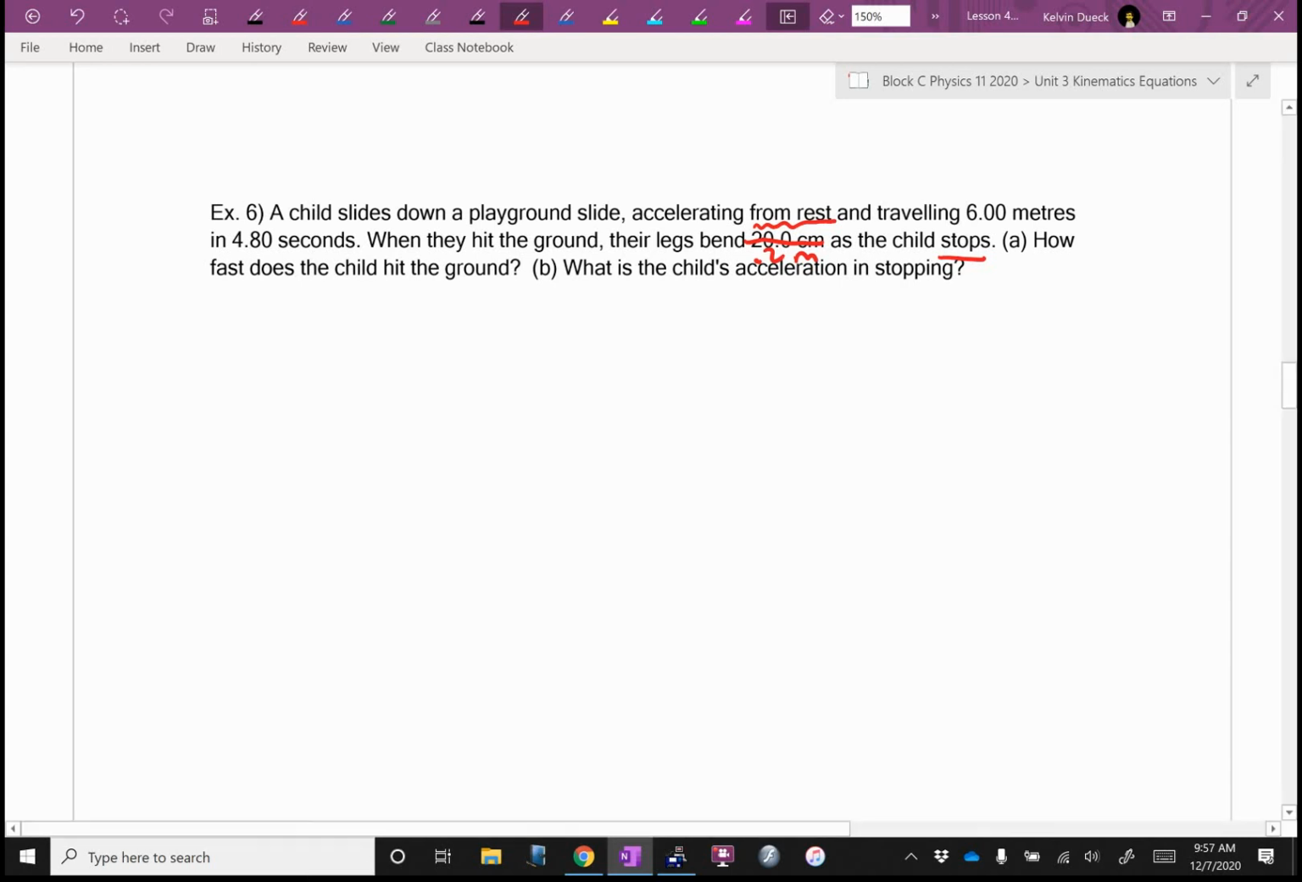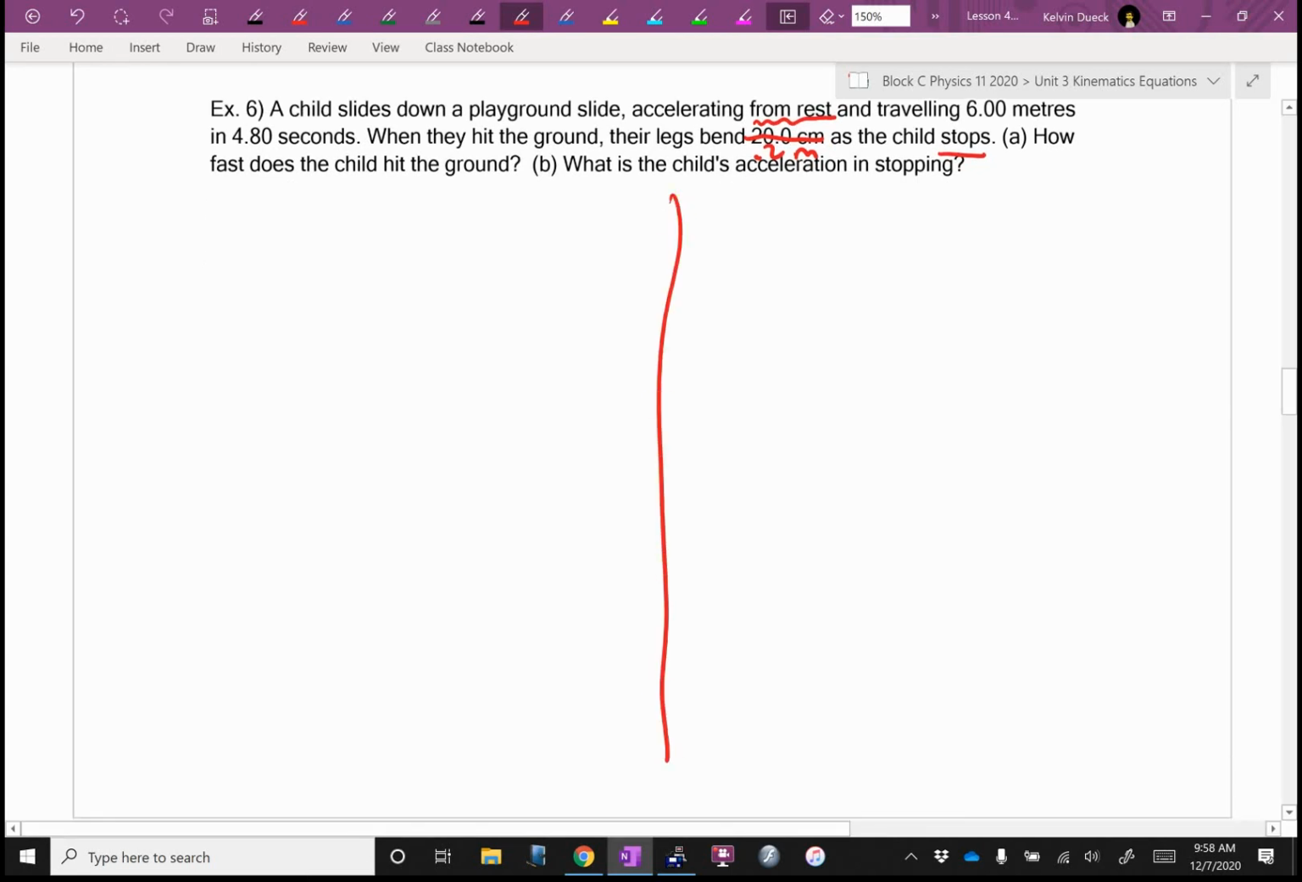A asks, how fast does the child hit the ground? And B asks, what's the child's acceleration in stopping? I think this question has 2 parts: when you're on the slide and when you're on the ground. While you're sliding and while you're on the ground. And because it has two parts, there's my high-tech two parts.